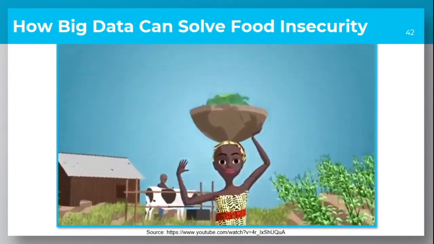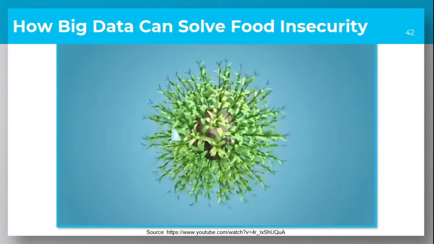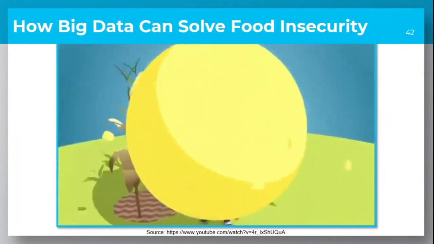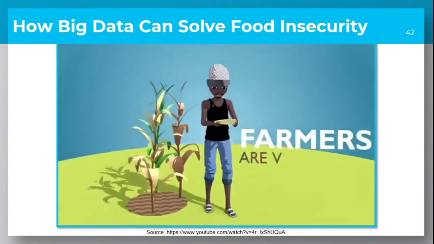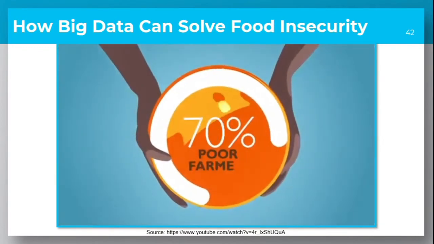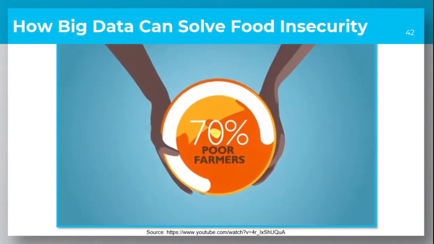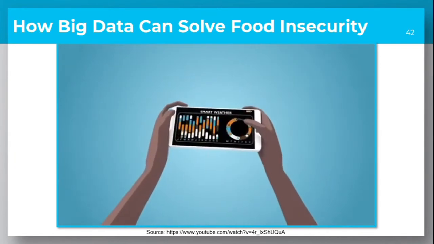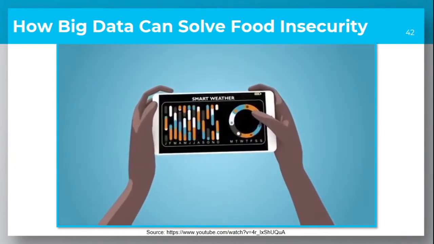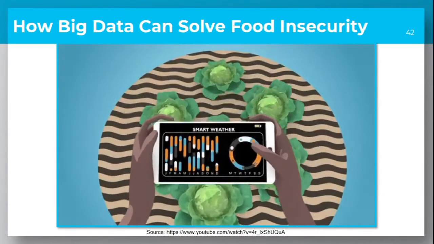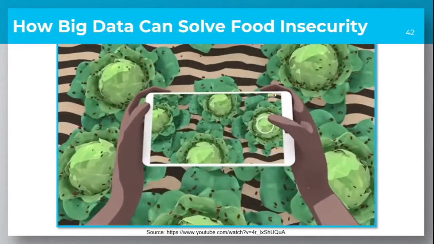Hi there. Did you know that the world is facing an imminent food crisis? Farmers themselves are one of the most vulnerable populations. 70% of the world's extreme poor are farmers. But smart use of data can change this status quo. Data and technology can solve constraints that many farmers face.